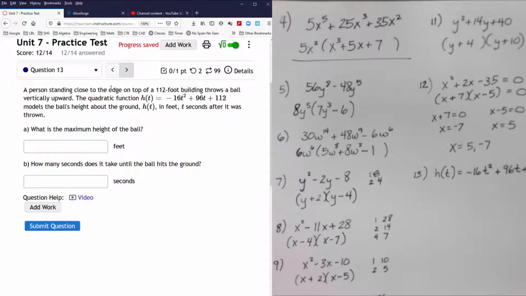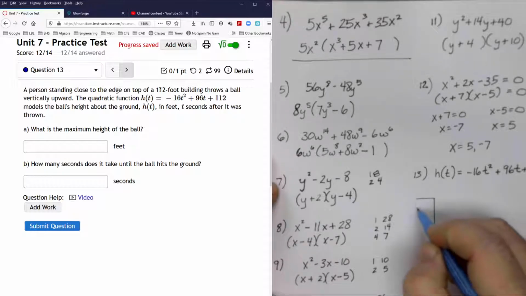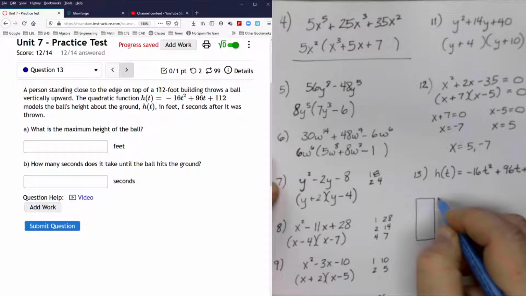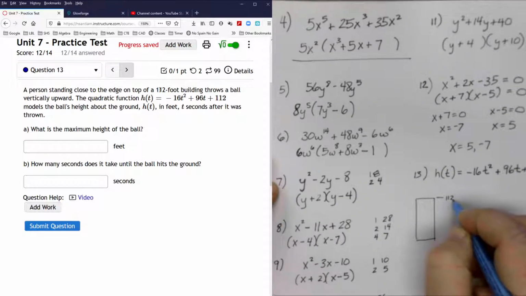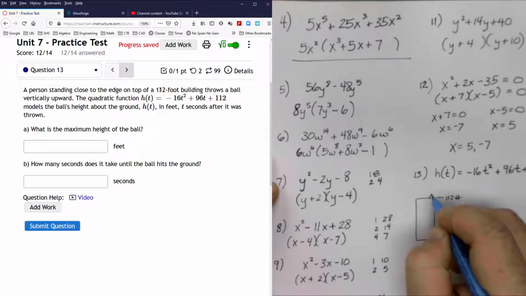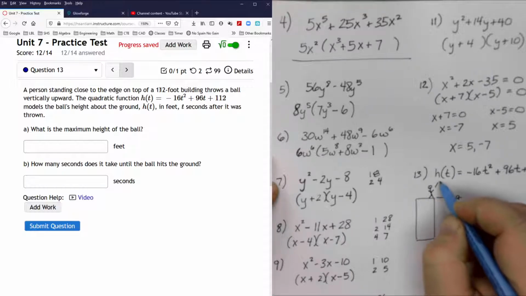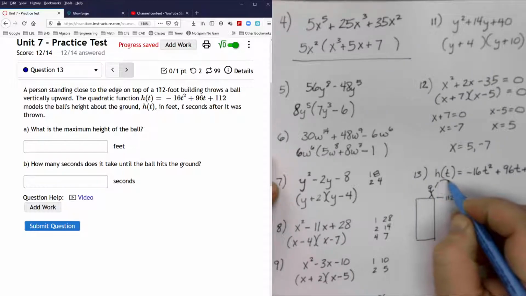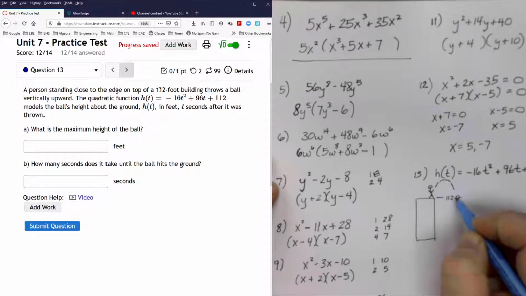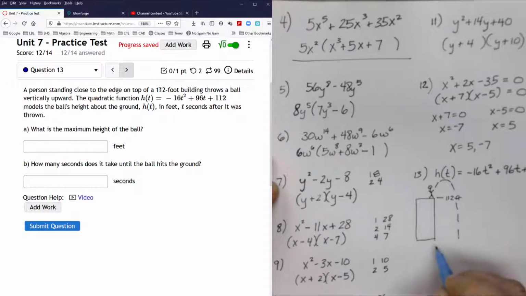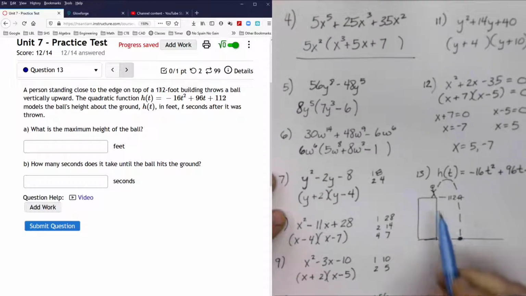Notice a person is standing close to the edge on the top of a 112-foot building. So if I were to draw this, I'd have a building here. This height here would be 112 feet, and I've got a person standing near the top of it, near the edge. They throw a ball up into the air, the ball goes up, time goes by, and it comes down. Then here's the ground. They're looking for this point right here where it hits the ground, the amount of time that goes by before it hits the ground.